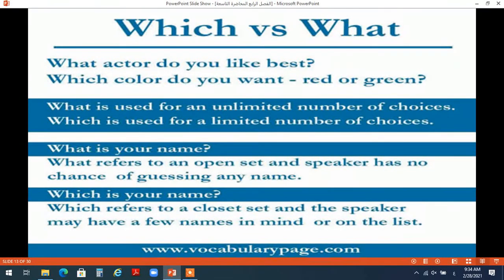There is some difference between the usage of the two WH words which and what. Both of them are used to ask about something, okay? But there is some important difference between the two. For example, what actor do you like best? This is a question which has unlimited number of answers. يعني يكون الجواب عادة باستخدام what غير محدد. But if you said which color do you want, red or green? Here you have a limited number of answers. You are obliged to choose one of the options which are raised in the question. So what is used for an unlimited number of choices, while which is used for a limited number of choices.